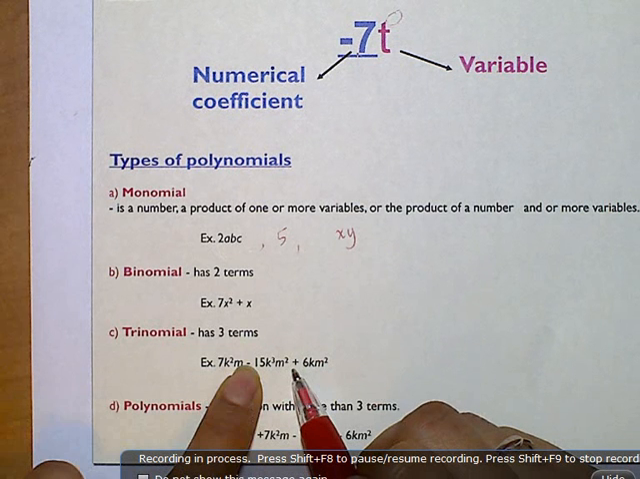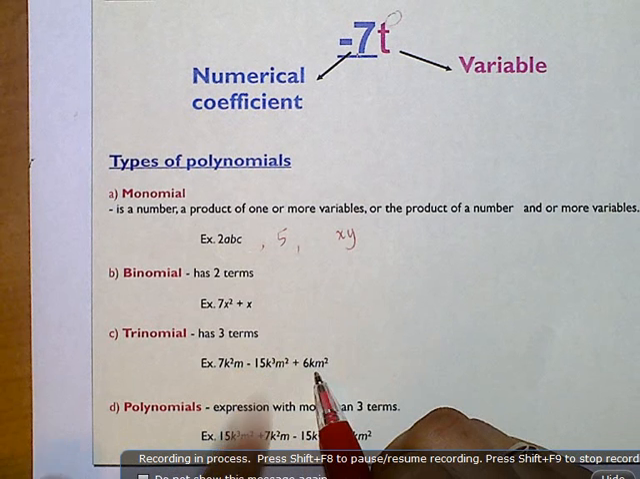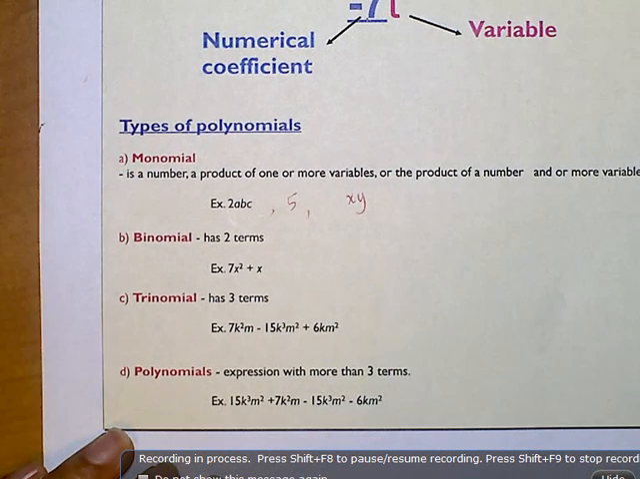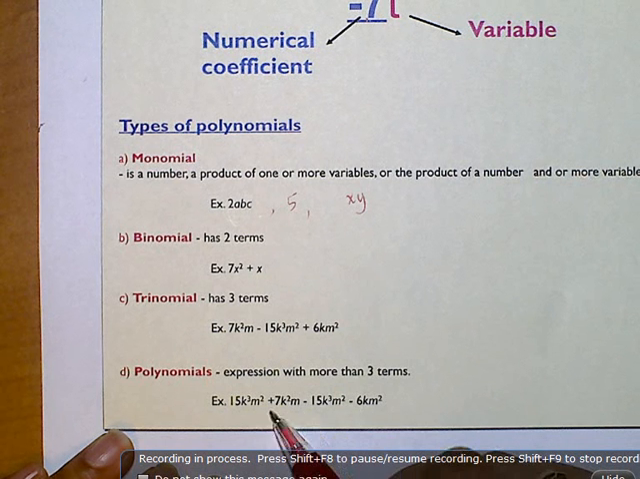It's called a trinomial. And a polynomial is when you have an expression that has more than three terms. So here, for example, I have four terms that are separated by three signs. So positive here, negative here, and a negative there. And that separates four of my terms. So that's called a polynomial.